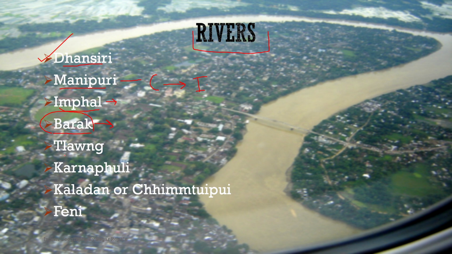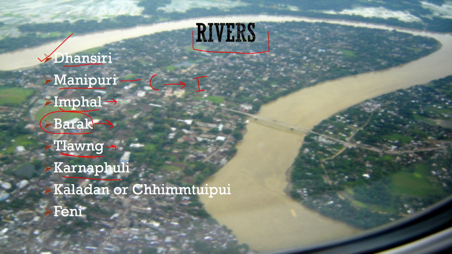Then there is Long River. The important feature is what? The capital of Mizoram is Aizawl. So the city Aizawl is located at the bank of river Long. So that feature you should remember. Long River, it flows through the city of Aizawl, which is the capital of Mizoram.